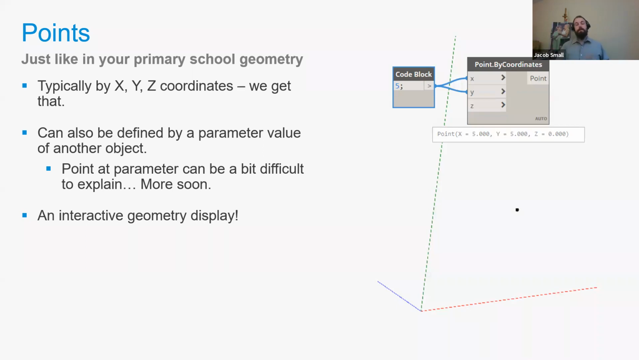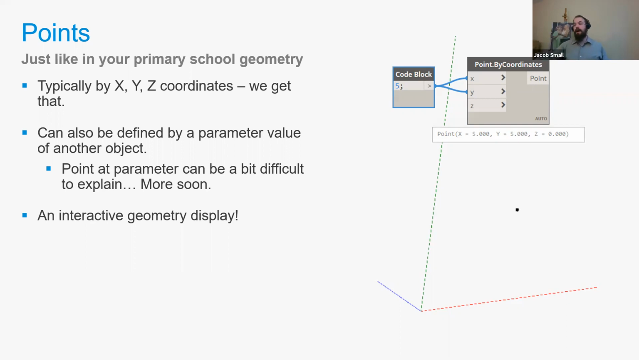They can also be defined by parameter values on other objects. Point at parameter 0.5 on a curve, or point at UV parameter 0.25, 0.75 on a surface is also a thing. But in order to really understand that, we first have to get to those geometry types. So we are going to bounce around a little bit.